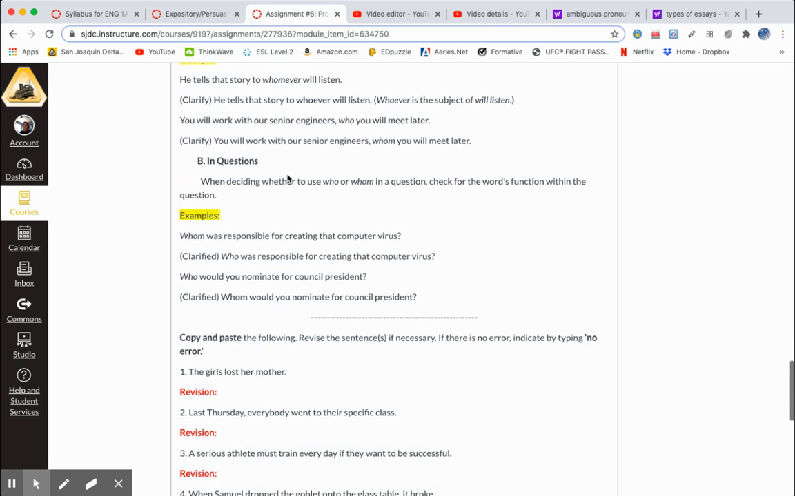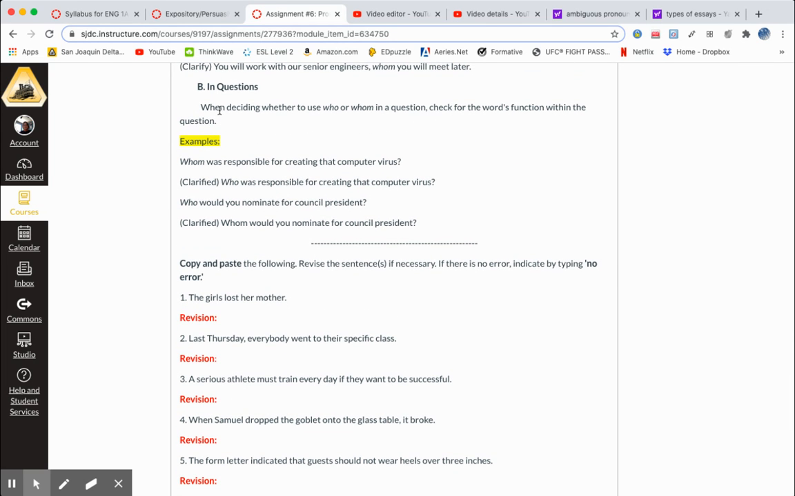Now who versus whom in questions. When deciding whether to use who or whom in a question, check for the word's function within the question. Whom was responsible for creating that computer virus? No, it's corrected by saying who was responsible for creating that computer virus. Why who and not whom? Well, again, who is a subjective pronoun, so we use it as the subject, which it is in this case. Whom is an objective, so we don't want to use it as a subject.